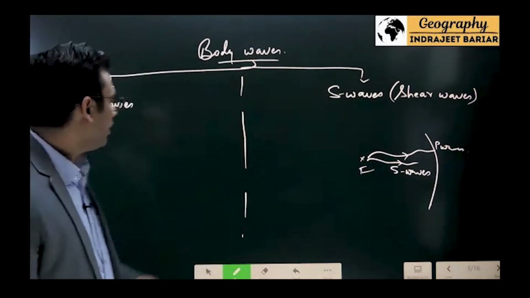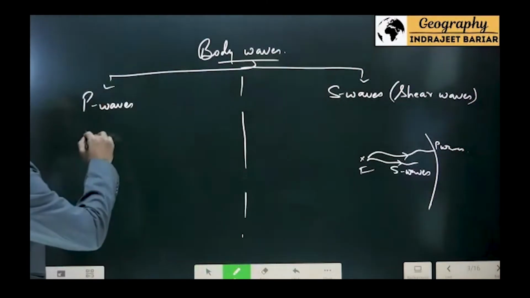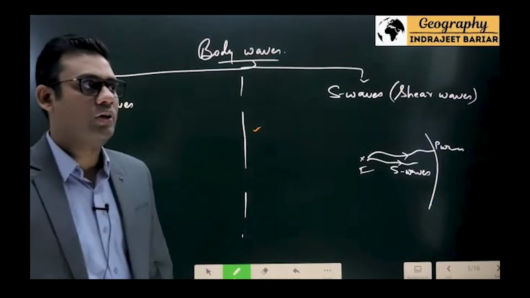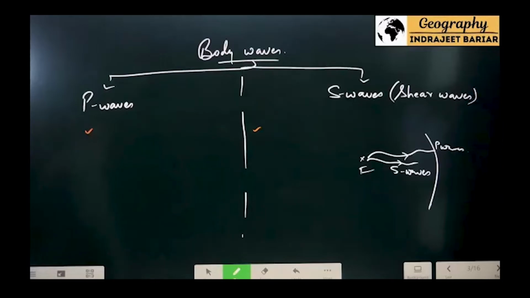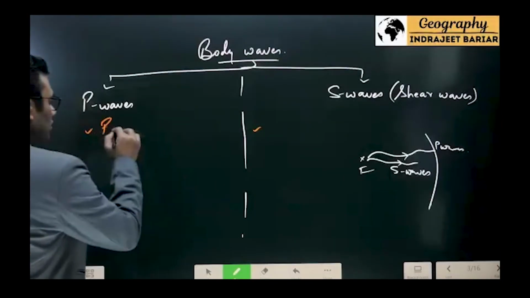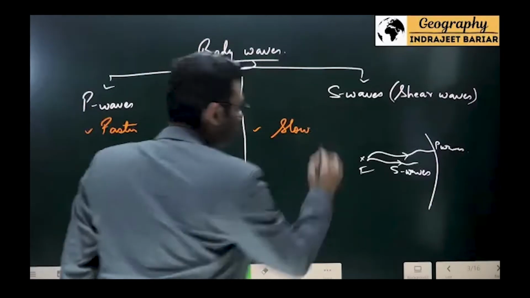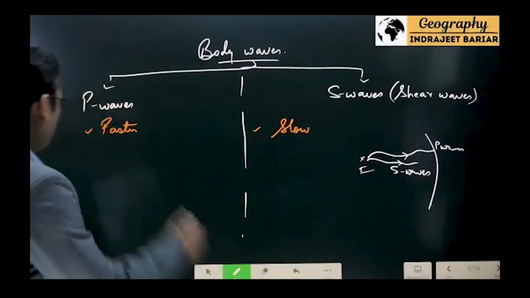So with these primary and secondary waves, what would be the first point of difference? The first point of difference would be in terms of their speed. Which one is faster? P waves. P waves are faster. So I can say these waves are faster, these waves are slower. Correct? So faster and slower. This is the first difference.